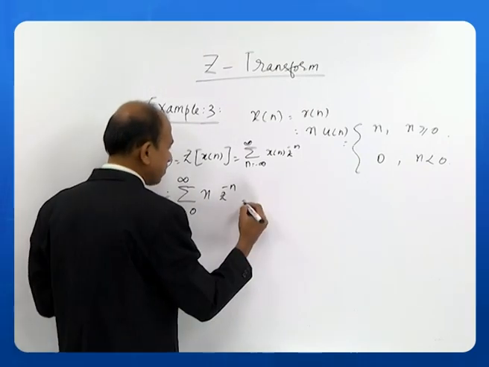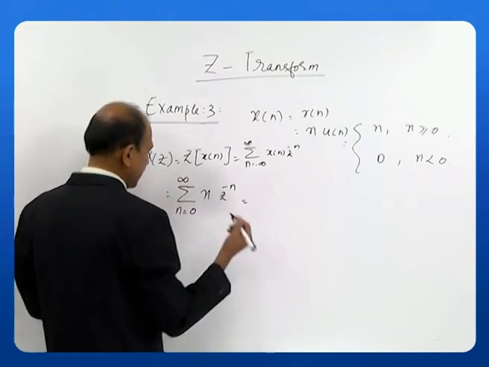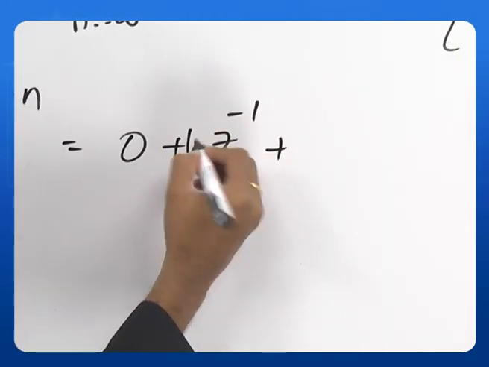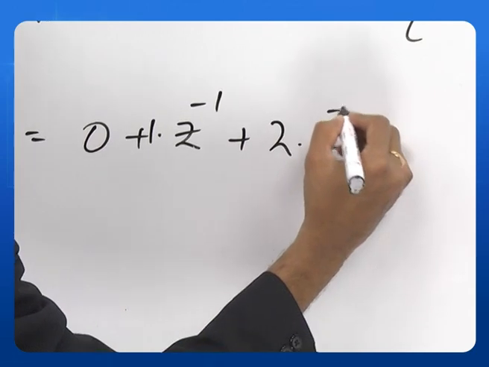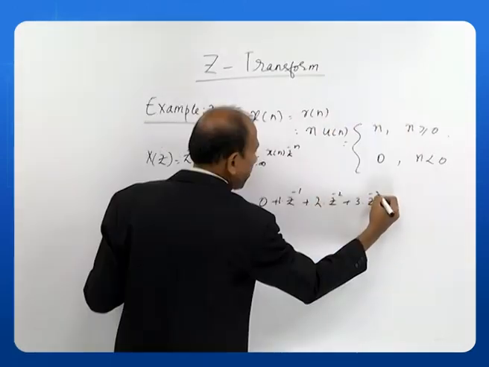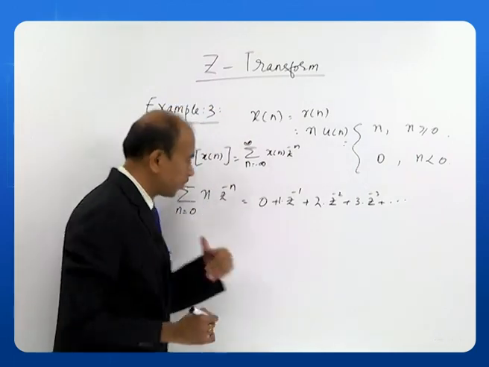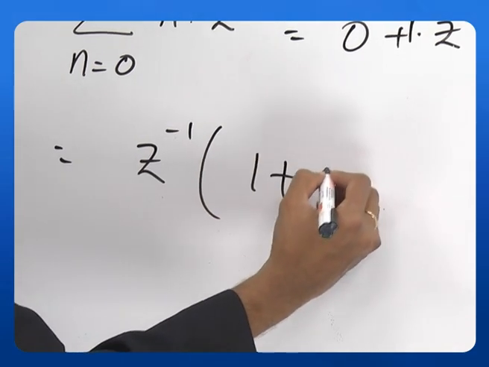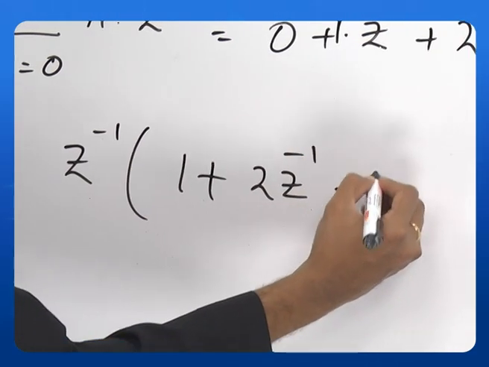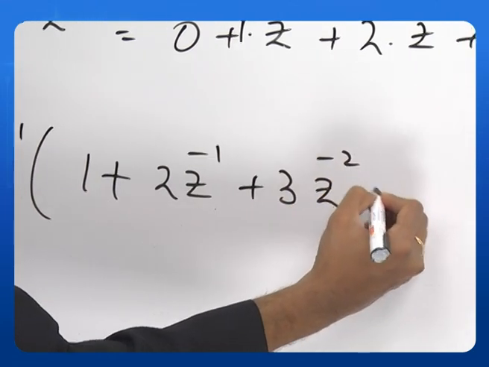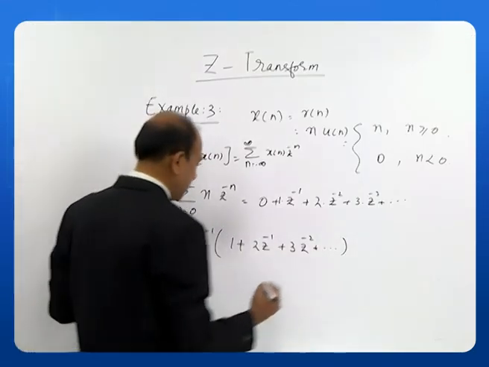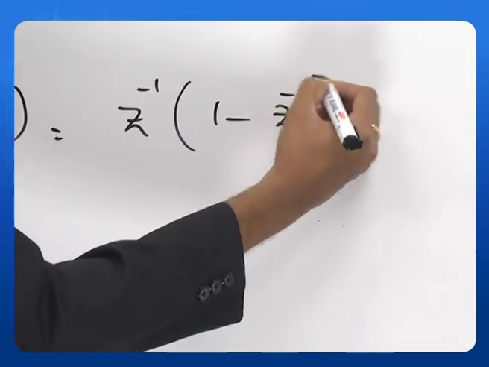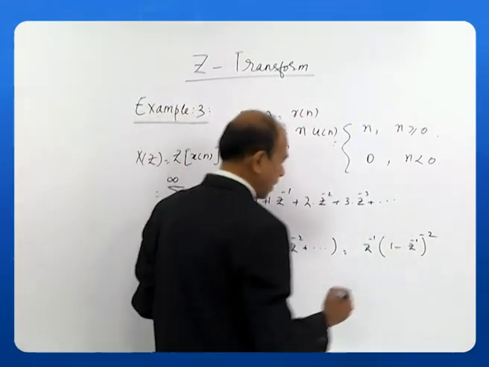If I expand this, I will get 0 plus 1 into z to the power of minus 1 plus 2 into z to the power of minus 2 plus 3 into z to the power of minus 3 plus so on. So, I can write this by taking z to the power of minus 1 common: 1 plus 2 z to the power of minus 1 plus 3 z to the power of minus 2 and so on. This will be equal to z to the power of minus 1 times 1 minus z to the power of minus 1 whole to the power of minus 2, expanding the power series.